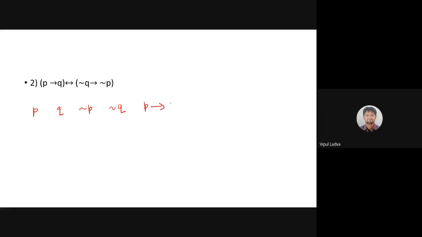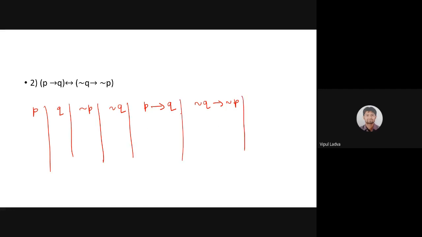Then P implies Q, then negation of Q implies negation of P, and last we need to have the biconditional: the biconditional between P implies Q and negation of Q implies negation of P.